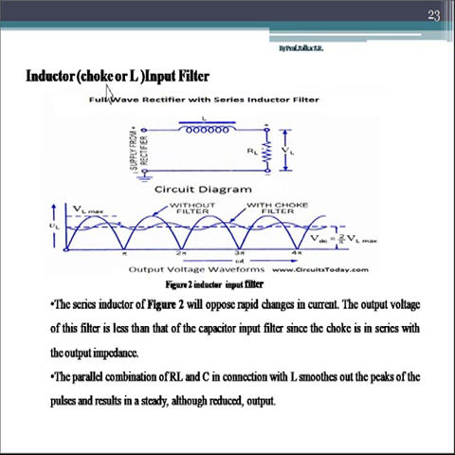It has two names: it is also called a choke filter, or it is also called an L filter, because inductor is represented by the symbol L. So it can be called an inductor input filter, L input filter, or choke input filter. So here is the circuit diagram for this type of filter.